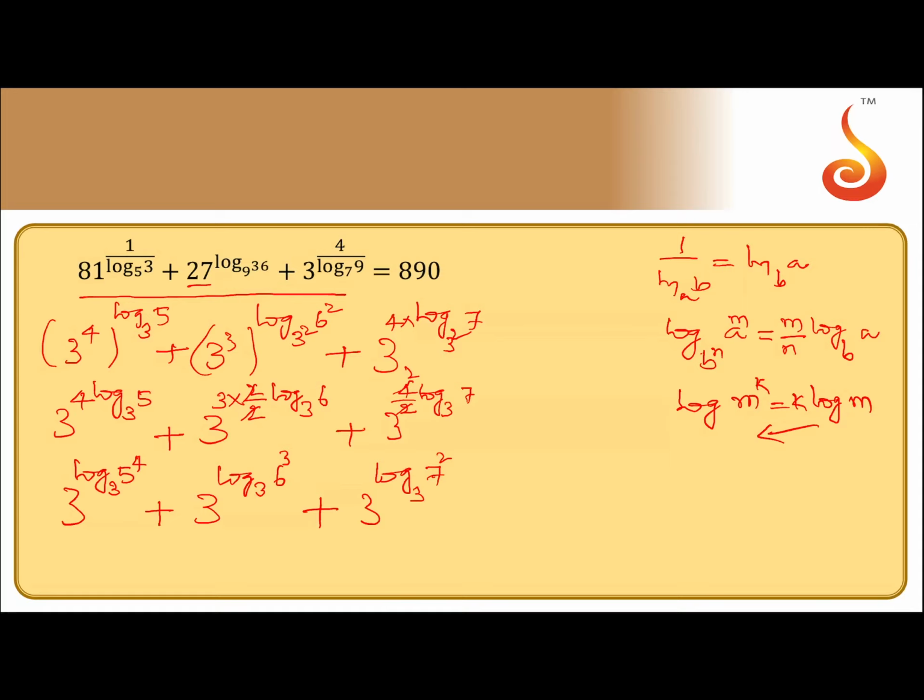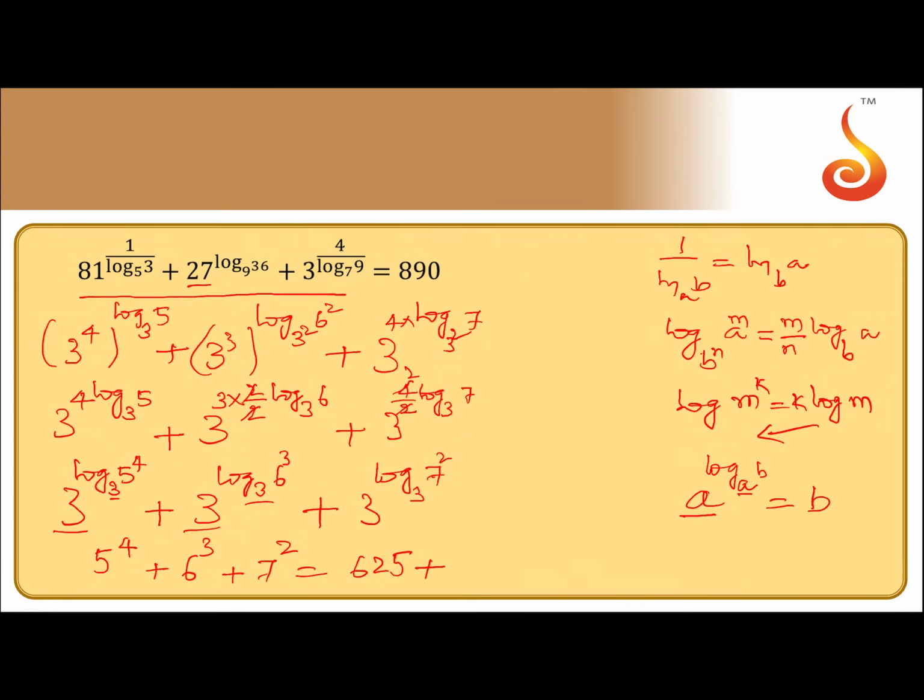And we have from the basic concept: a to the power of log b to the base a, if we have the same base here, the result is equal to b. By using that formula, 3 having the same base gets cancelled. This is 5 raised to 4 plus, here 3 having the same base, you get 6 cube, and here 7 square.